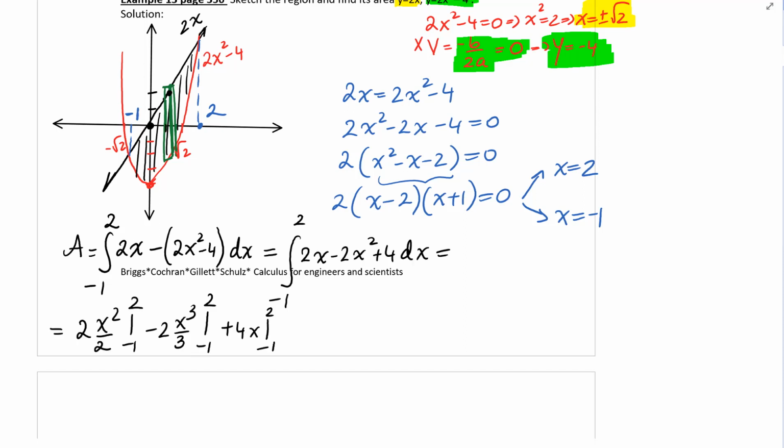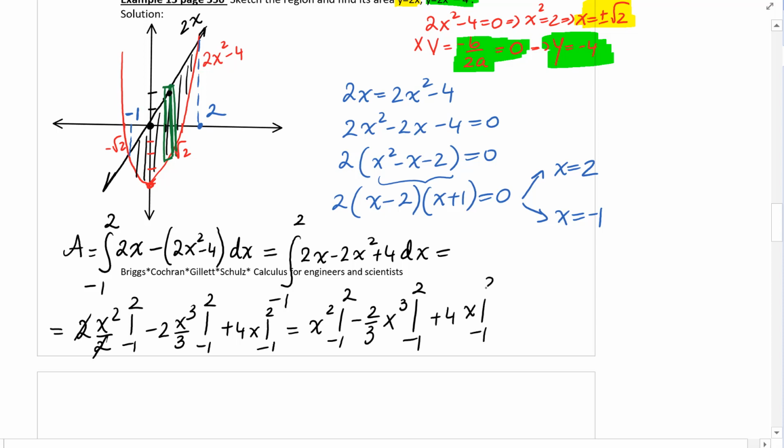So when we open parentheses, we change all the signs, and then I use the antiderivative, evaluate it from negative 1 to 2. So then when we calculate, we get x squared evaluated from negative 1 to 2 minus 2 over 3x to the third evaluated from negative 1 to 2 plus 4x evaluated from negative 1 to 2.